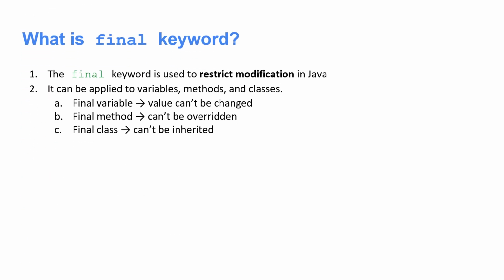In Java, the final keyword is all about restriction. You can use it with variables, methods, or classes, and each has a specific rule. A final variable means its value can't be changed once assigned. A final method can't be overridden by subclasses. And a final class can't be inherited at all. So if you want to lock down your code and prevent unwanted changes, final is your go-to keyword.